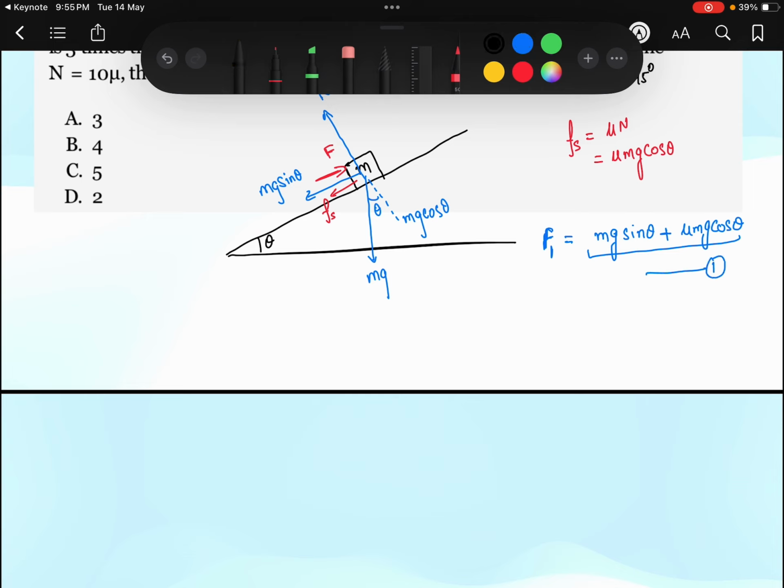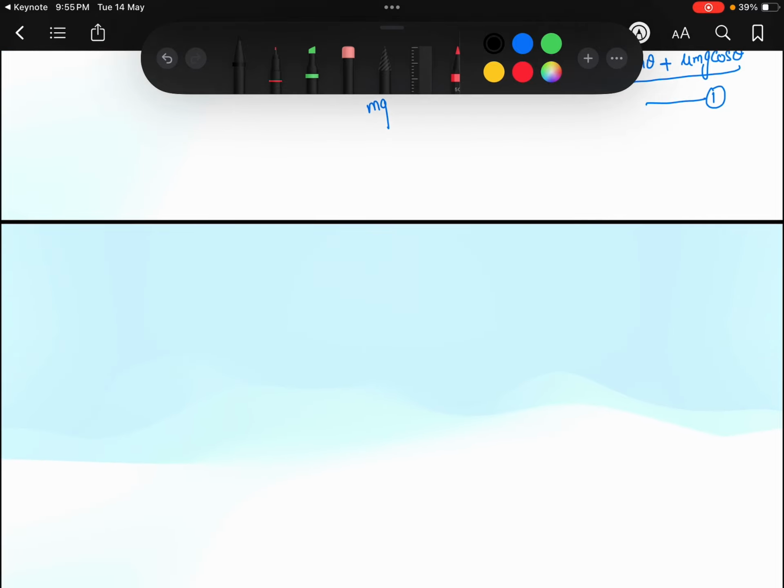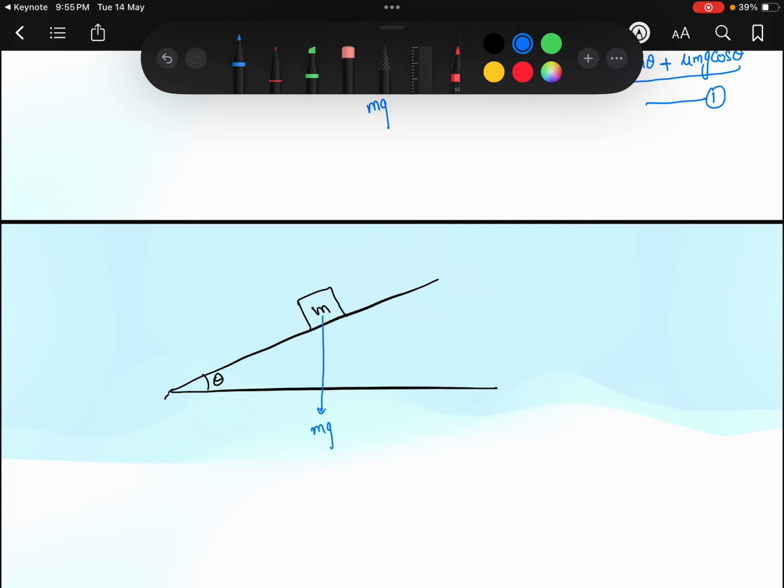Okay, now let me draw the another situation here. This is our inclined plane, and this is the angle theta here, and the value of theta is given 45 degree. Let us suppose this is our mass m here. Okay, now again the forces are acting on it. One will be the mg force, and one will be the normal force, and the component of this mg force along this normal line will be mg cos theta, and the component of this mg along this inclined plane will be mg sin theta.